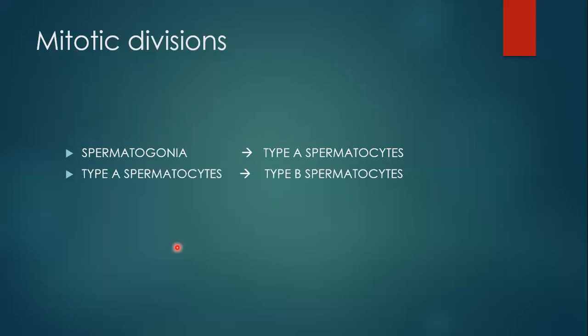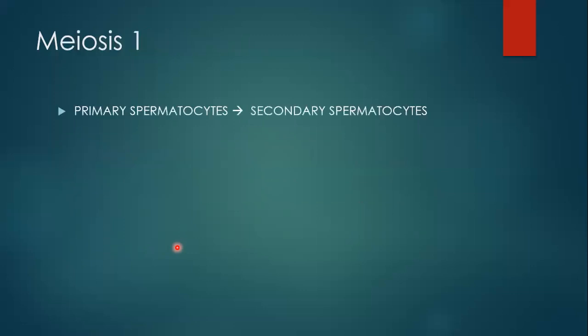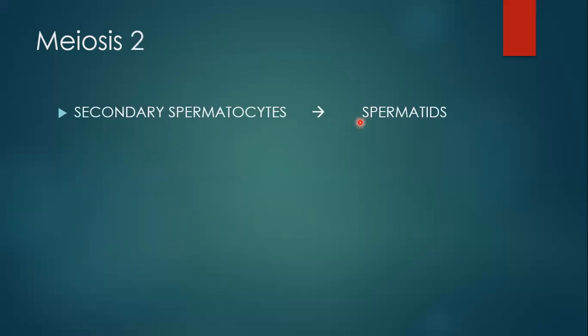Then the type A spermatocytes are converted into type B spermatocytes, and type B will eventually form the primary spermatocytes through mitotic division, right? So until now, only mitotic division has occurred, and this only increases the number of the mother cells. Then meiosis 1 occurs in the primary spermatocytes, and it converts them into the secondary spermatocytes. Then meiosis 2 occurs in the secondary spermatocyte, and it will lead to the formation of the spermatids, right?